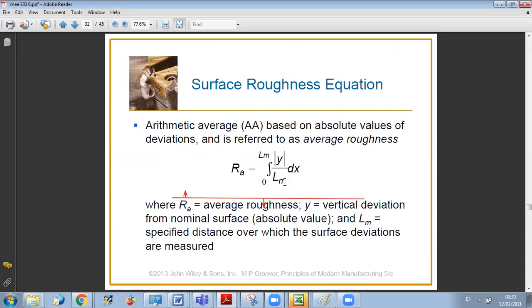So over a certain length of my specimen, I can define roughness as the integral of the absolute value of the deviation. Why do I take the absolute value? Because I can have positive or negative deviation. Okay, so it's the integral from 0 to Lm of the absolute value of y dx. And the higher the roughness, the higher the deviation, and the farther I will be from the smooth surface. Okay, where Ra represents the average roughness, y is the vertical deviation from the nominal surface, and Lm is the specified distance over which the surface deviations are measured.